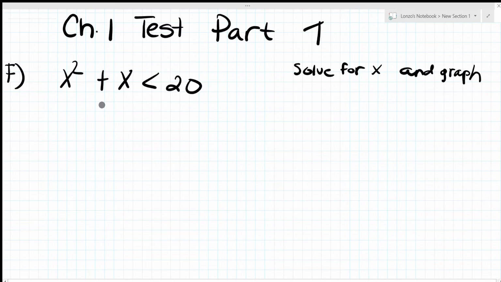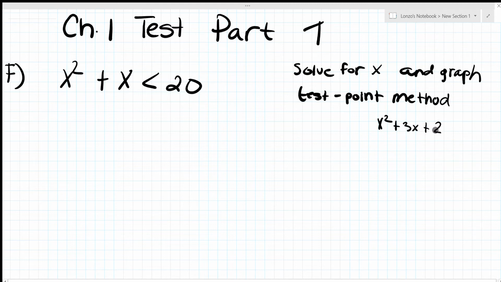So this is a polynomial, and when you're dealing with polynomials or rational inequalities, you're going to do what's called the test point method. This is only when you're dealing with polynomial inequalities. An example of a polynomial would be like x squared plus 3x plus 2, right? This is a typical polynomial.